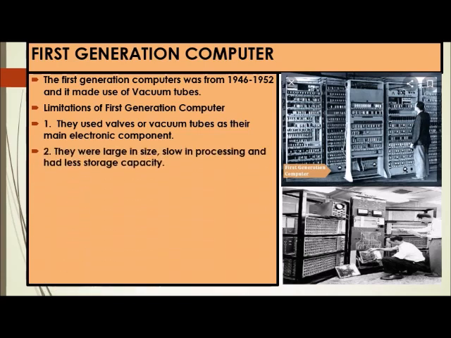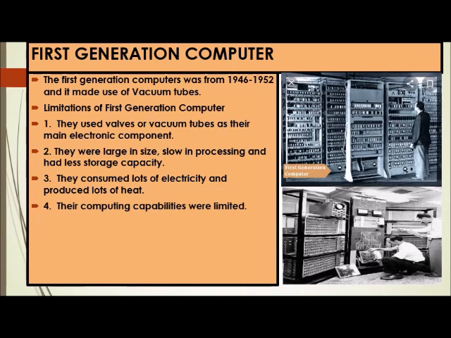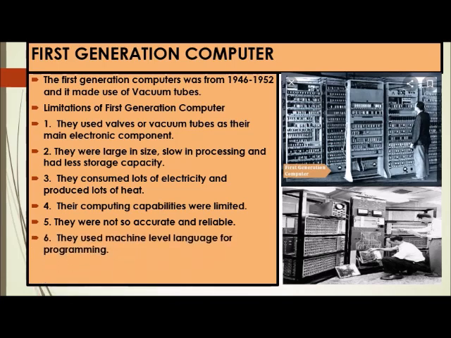2. They were large in size, slow in processing, and had less storage capacity. 3. They consumed lots of electricity and produced lots of heat. 4. Their computing capacities were limited. 5. They were not so accurate and reliable. 6. They used machine level language for programming. And 7. They were very expensive. For instance, ENIAC, UNIVAC, IBM 650, and so on.